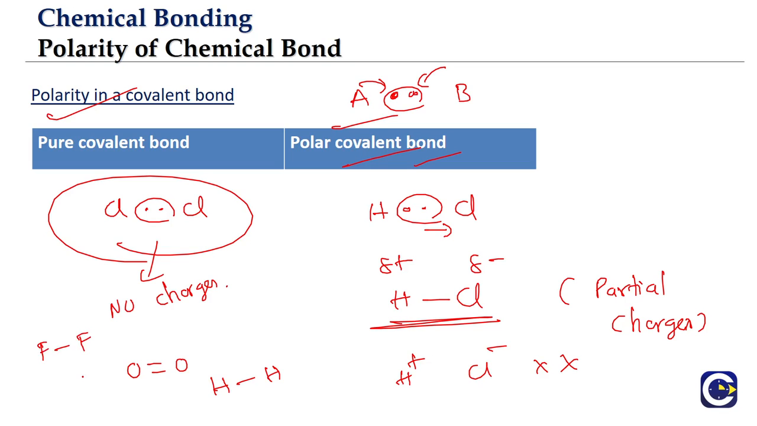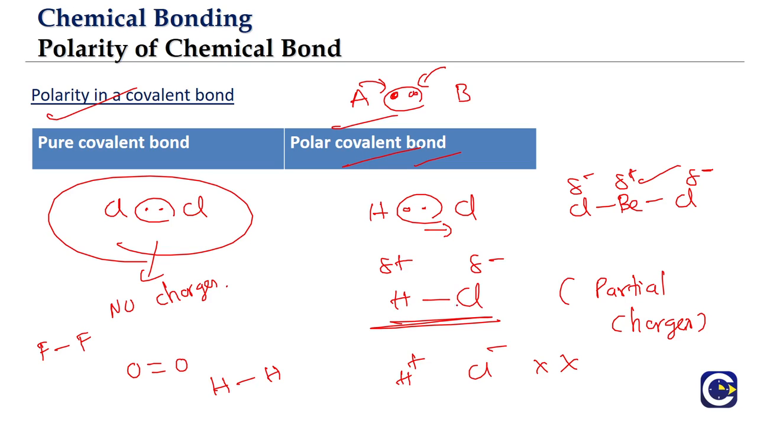Otherwise, in most of the cases, when you have bonds between different atoms, for example in BeCl2, we have beryllium forming two bonds, one with each chlorine. What is this beryllium and chlorine bond? Chlorine is more electronegative, so the chlorines will have a partial negative charge, and beryllium will have a partial positive charge. So we see that in most of the molecules the covalent bonds are going to be polar covalent.